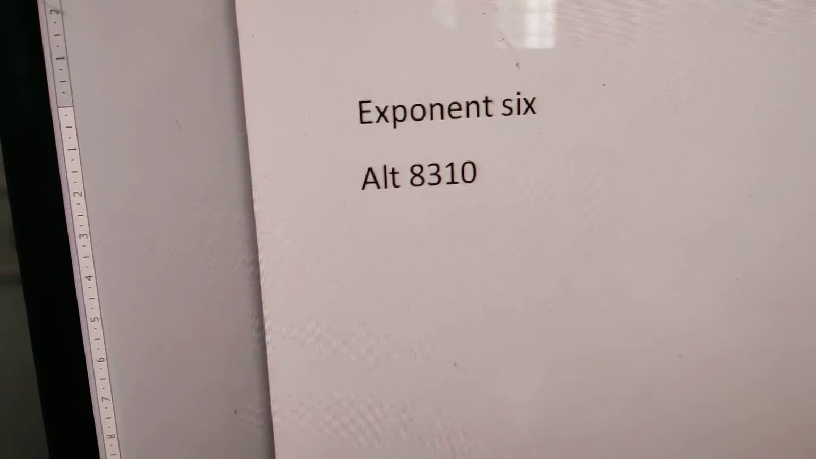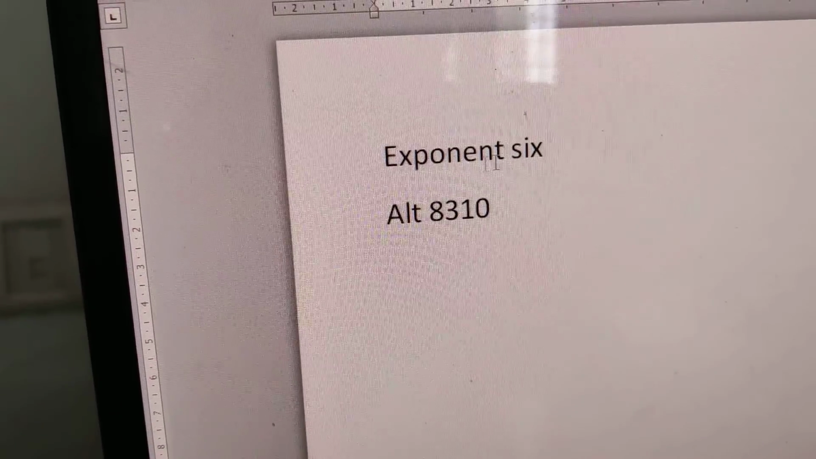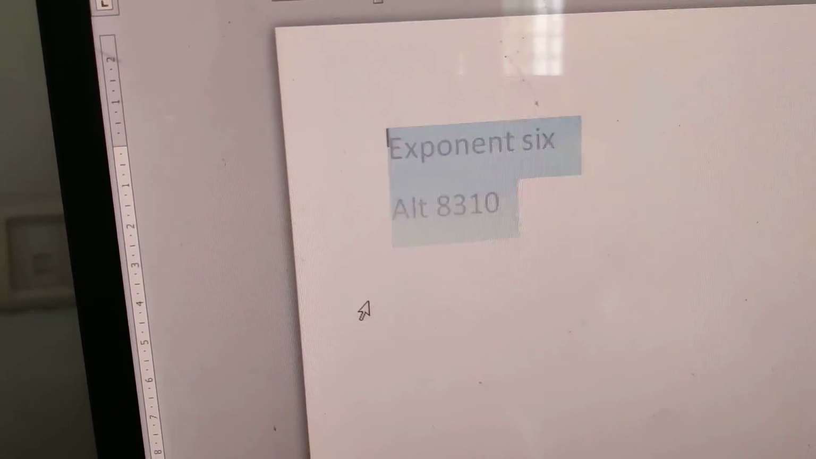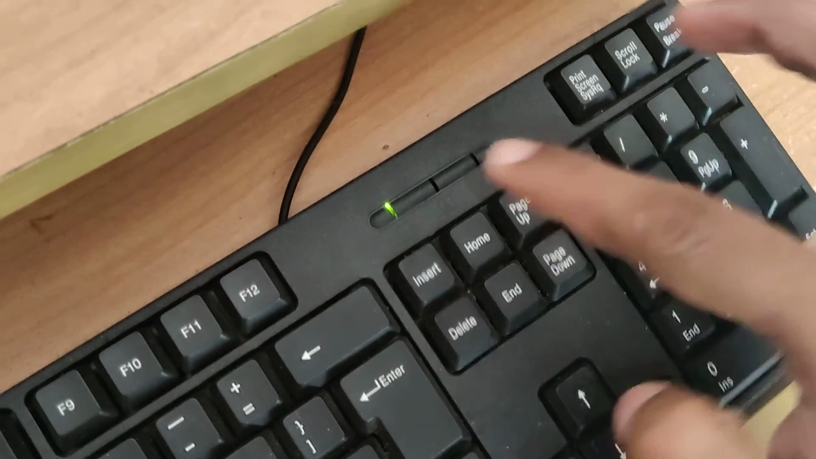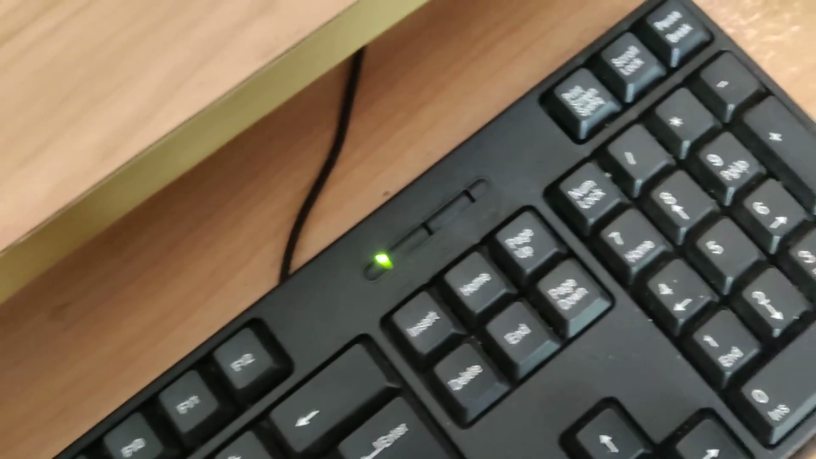So for creating this exponent 6, for doing this you can go to your computer keyboard, and there you can see that this is the number lock. Suppose your number lock is off, you can turn on the number lock. Now we have enabled the number lock.